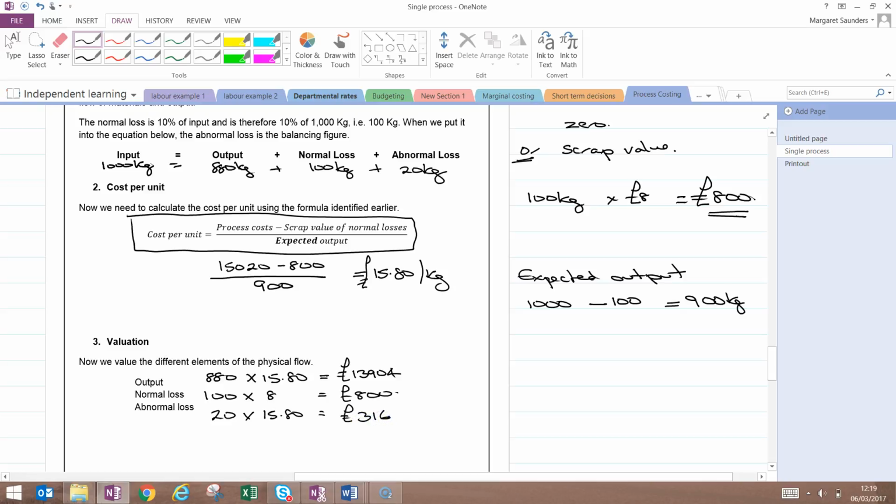So you'll notice that what we're valuing is basically everything that is on the right hand side of our physical flow. So we have valued the 800 kilos, we've valued the 100 and we've valued the 20. We've now got all the information that we need to write up our process account.